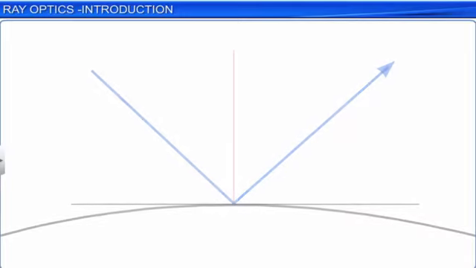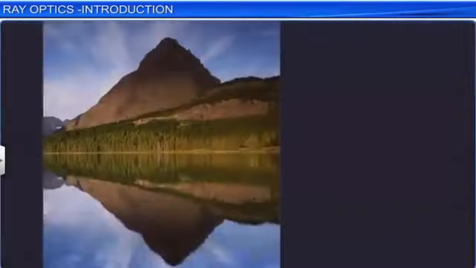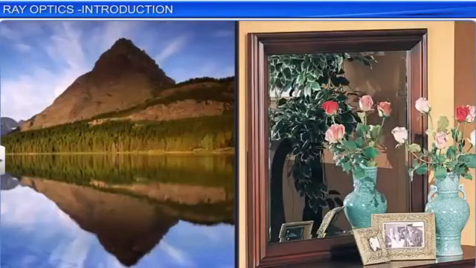Now take a look at the picture. We can see the image of hilltops on the smooth surface of water. It is like any image we see in a plane mirror. But what is an image?